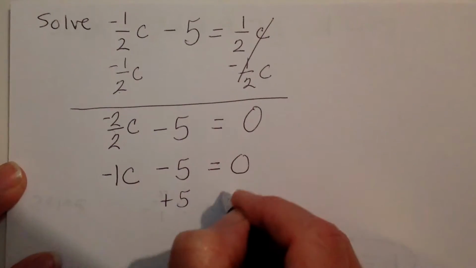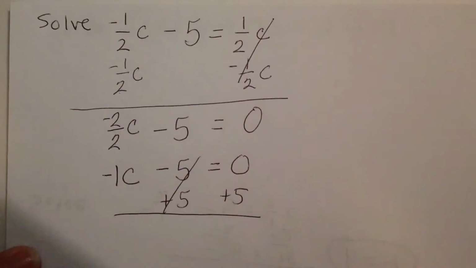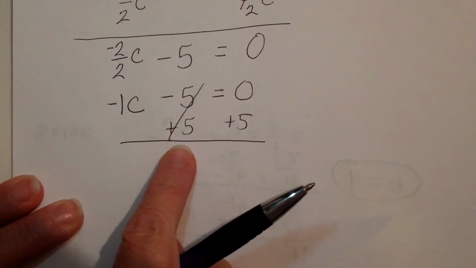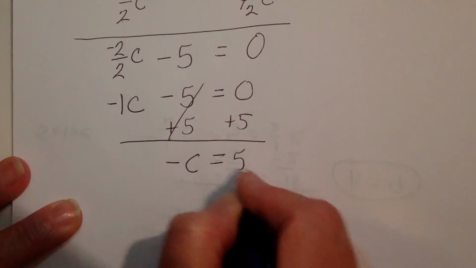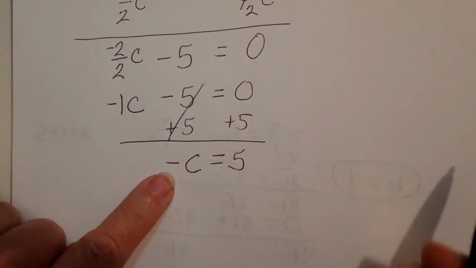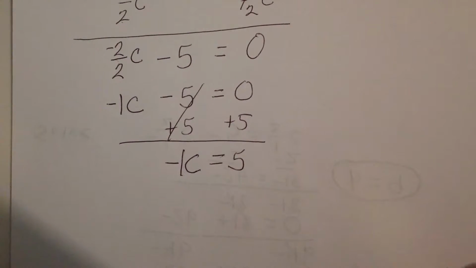So let's add 5 to both sides. If you add 5 to both sides, the 5's cancel, leaving negative c equals 5. Again, this is understood to be a negative 1. We're not finished until we get a positive 1 in front of c.